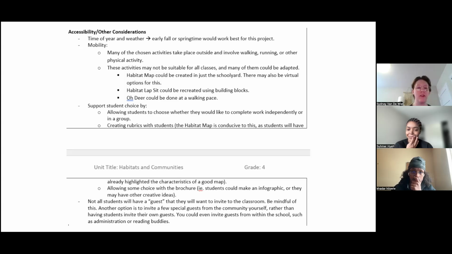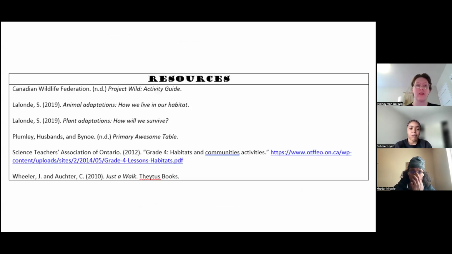And also, really importantly, I want to note that not all students will have a guest that they will want to invite to the classroom. So just being mindful of this, like maybe not saying let's invite our parents or let's invite our guardians. You could even skirt this issue altogether as the teacher, and invite your own guests, maybe from the community or the school itself. I was thinking this would be a good project if you had reading buddies to invite the reading buddies in to do the habitat tours for the reading buddies.